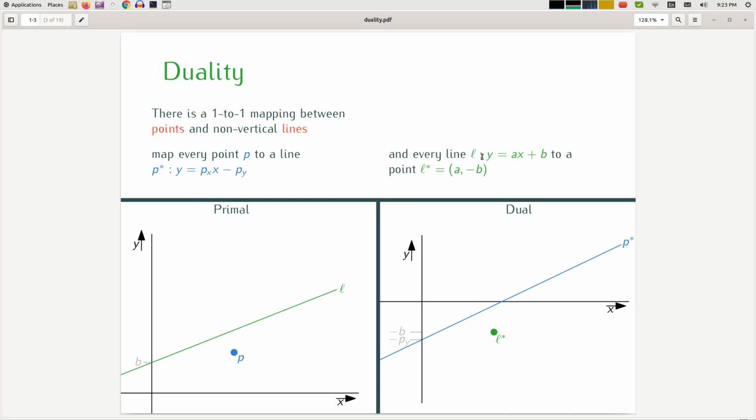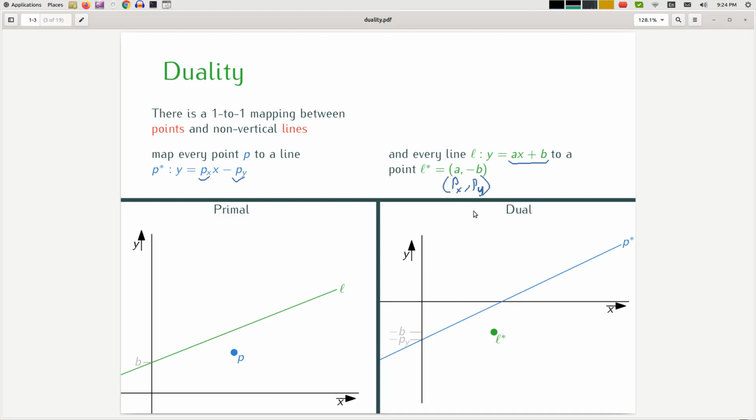And similarly, if you have a line y = ax + b, it transforms it into a point given by (a, -b). And if you look at these two formulations, you'll see that the dual of a dual will be the object itself. In other words, if you start with a point (px, py), you get this line, y = px·x - py. And once you do this transformation on it, you get (px, -(-py)), which is py. So in other words, the dual of the dual of a point is the point itself. Okay, so it's essentially a one-to-one correspondence.